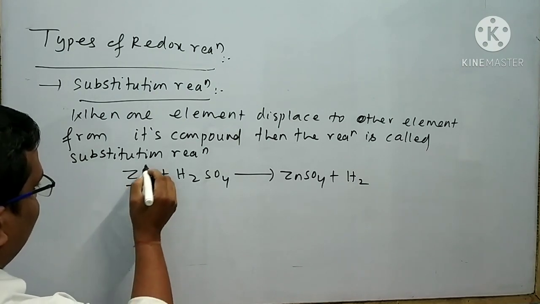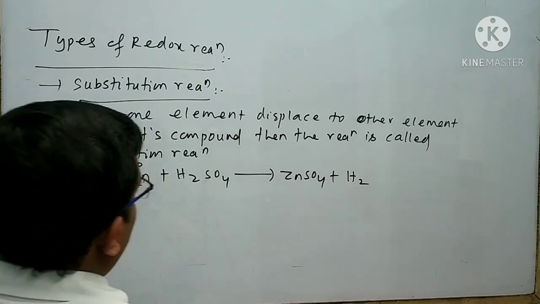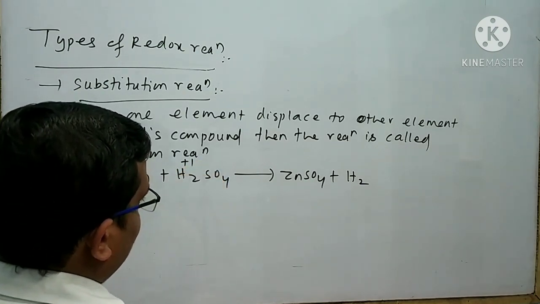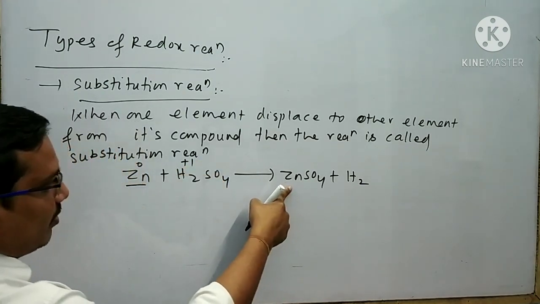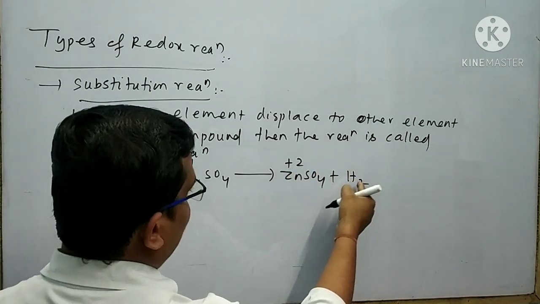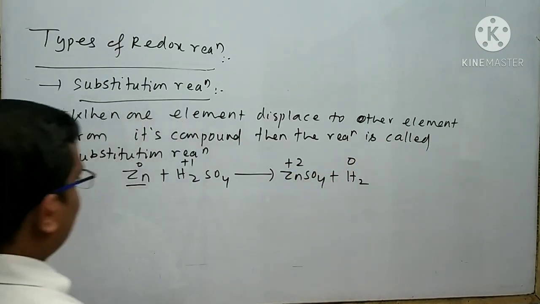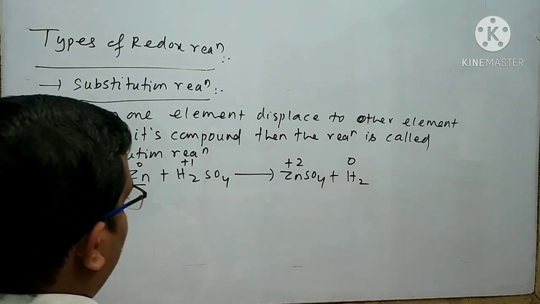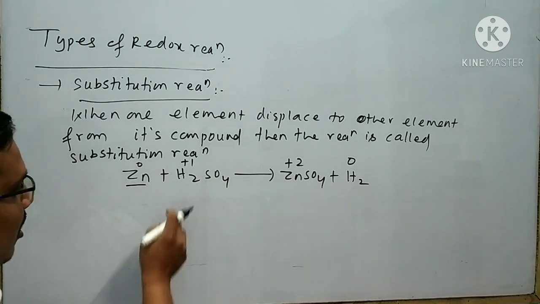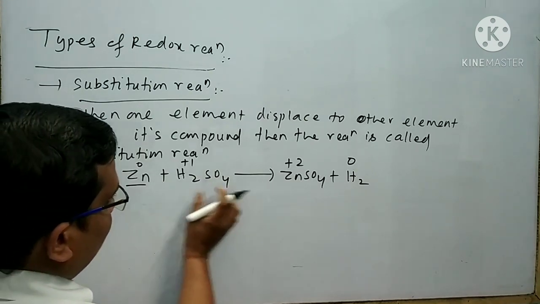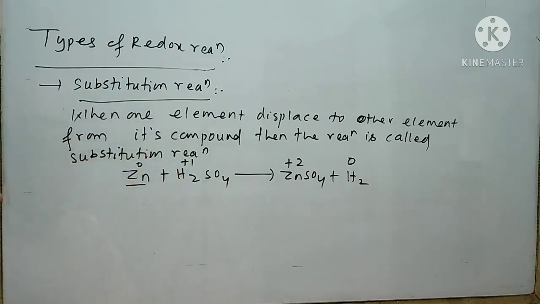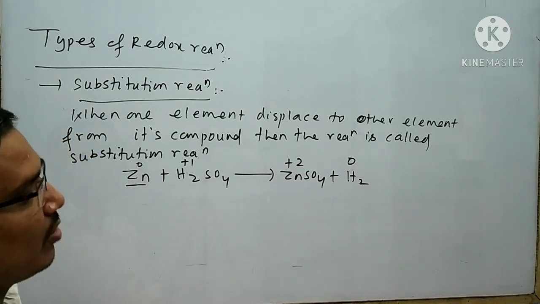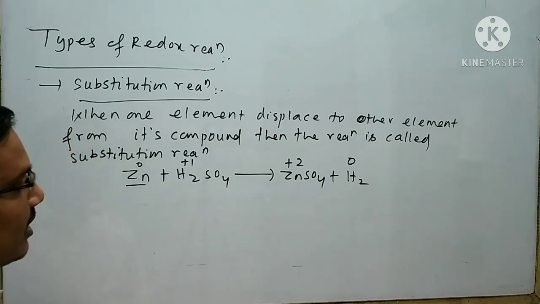Here the oxidation number of zinc is 0. Here the oxidation number of hydrogen is +1. Here the oxidation number of zinc is +2. Here the oxidation number of hydrogen is 0. In this reaction, zinc undergoes oxidation and gives Zn+2. Here H+ undergoes reduction to give hydrogen. In this reaction, both oxidation and reduction take place. So this is also an example of a redox reaction.